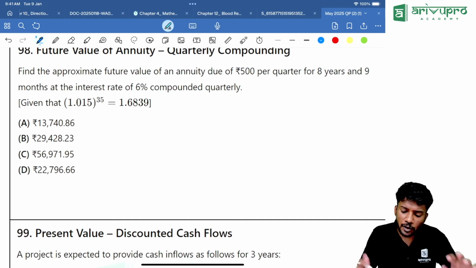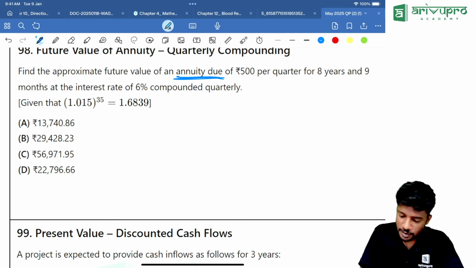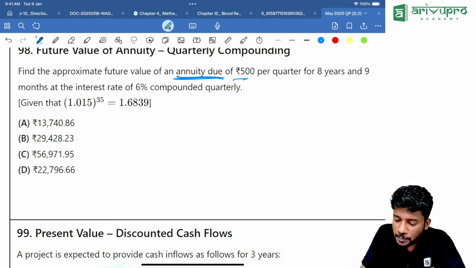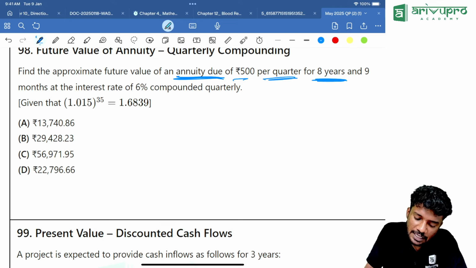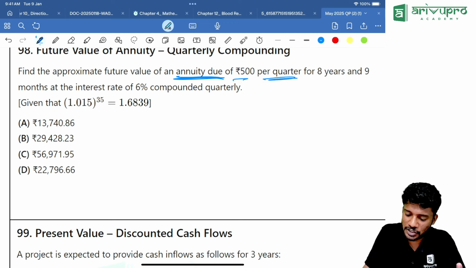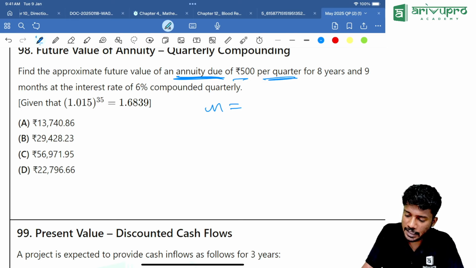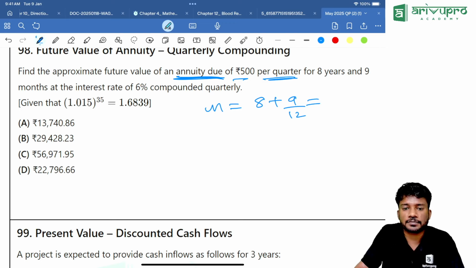Yes. Next one. Can you get me the answer? Find the approximate future value of an annuity due. Annuity due means the formula will change. 500 per quarter for 8 years, 9 months. Very interesting. 8 years, 9 months means what? N value will be how much? N is equal to 8 years, and can I write it as 8 plus 9 divided by 12, which is how much?